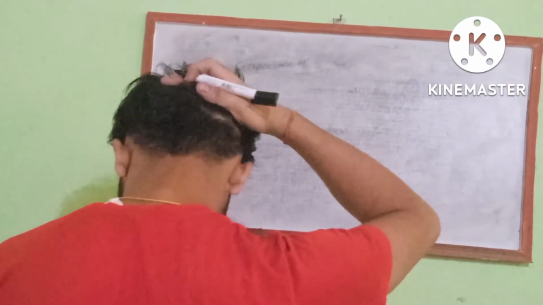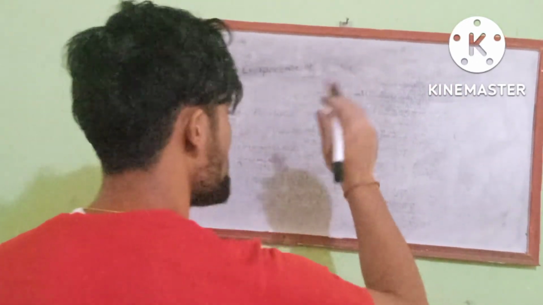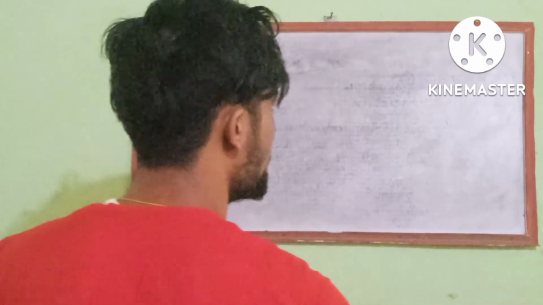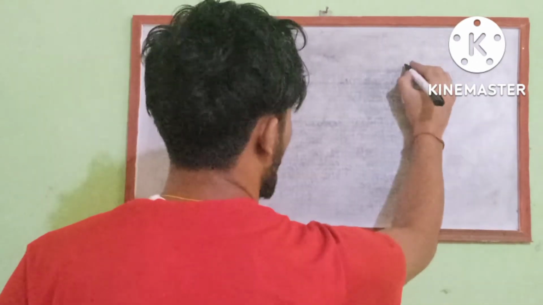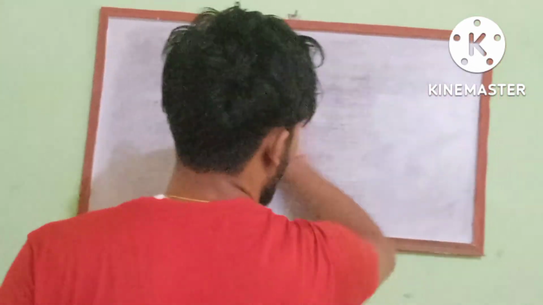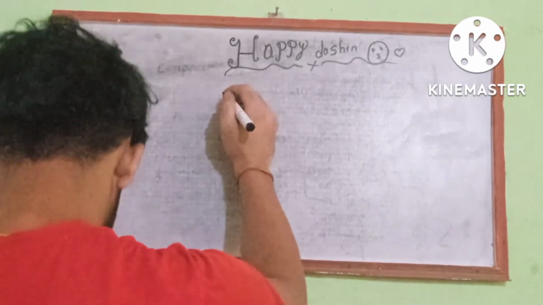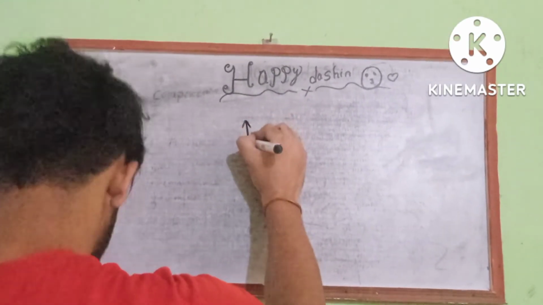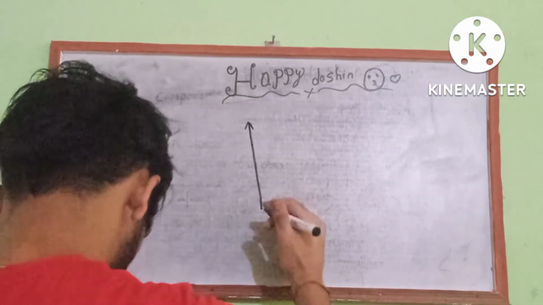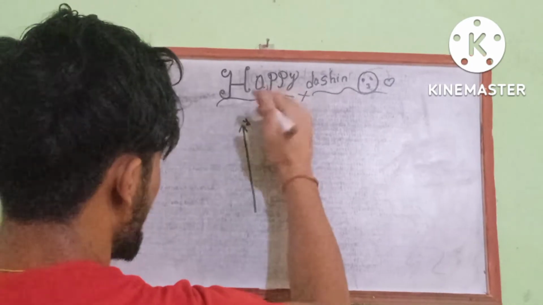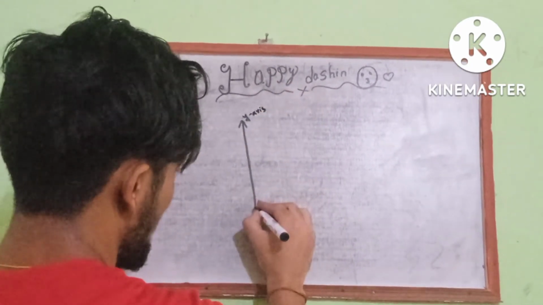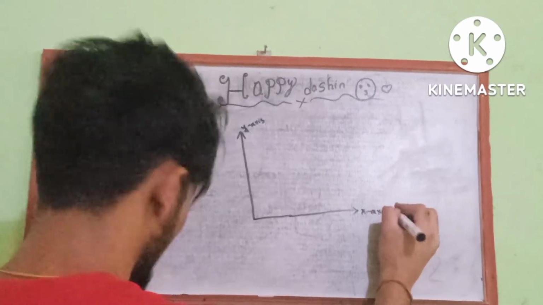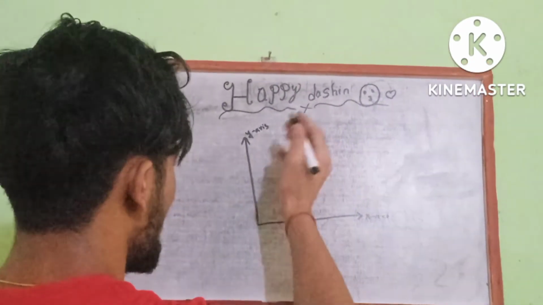Now students, let me go into the topic of components of vectors. To make the concept clear, I will draw the components. I will draw it as a figure. Now see this. This is called the y-axis, and this is called the x-axis. Let me draw the imaginary line from this.